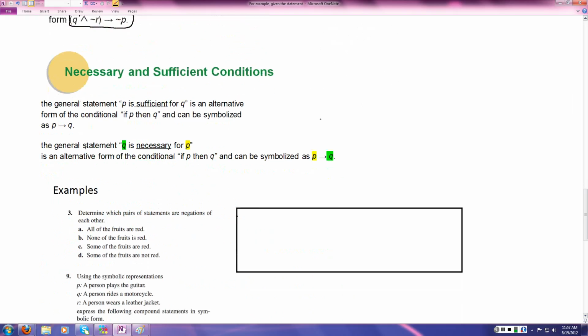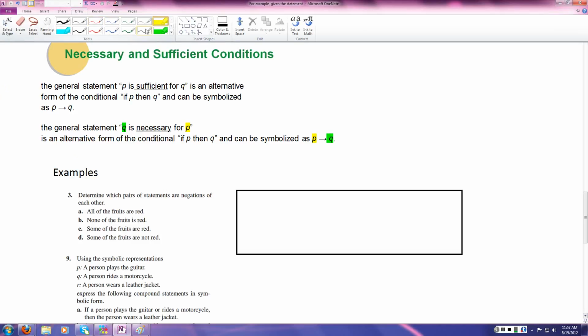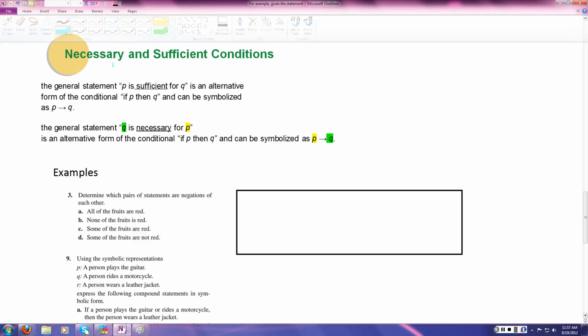It gets a little bit confusing when we talk about necessary and sufficient conditions, so if you read in your book or look over your PowerPoint and you're confused, hopefully this part of the video will help. If you have the word sufficient, then what's before it is P, and what goes after is Q. If P, then Q. So P is sufficient for Q.